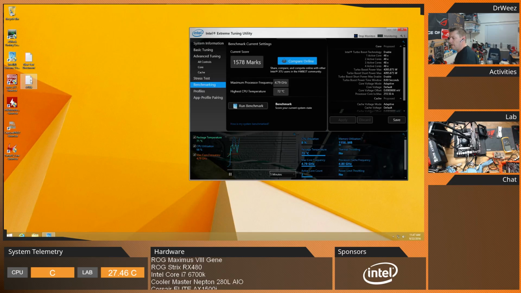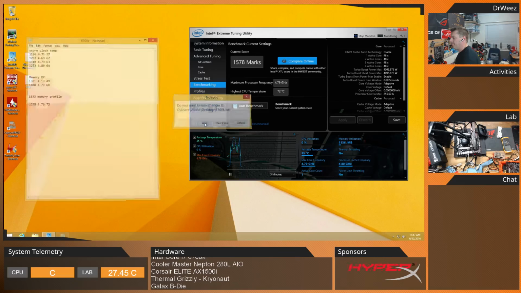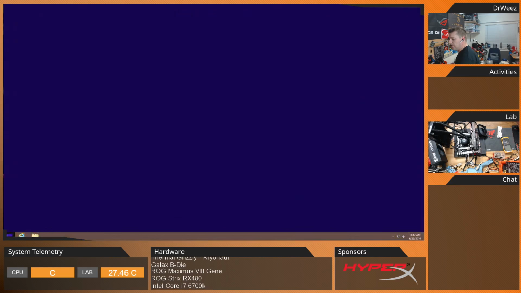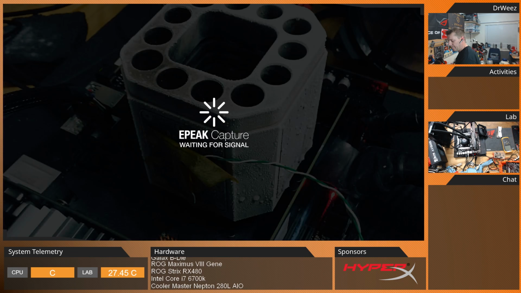Right, so we can now save our score, 1587, and that was at 4.79, and our maximum temperature was 72. So if you take this as your theoretical max, you can't go up any more in the multiplier, and you can't go up any more in the memory divider. The next trick is then to stick in those memory dividers and that multiplier and increase your base clock.